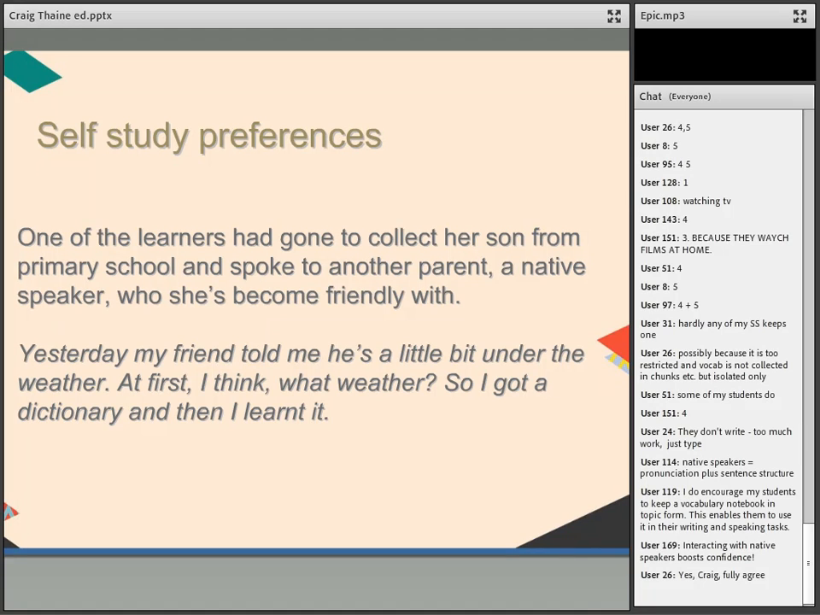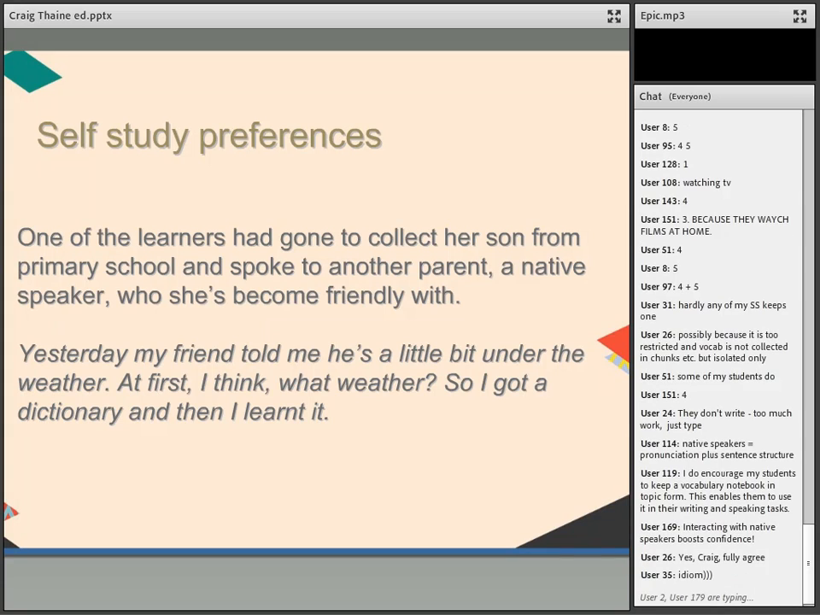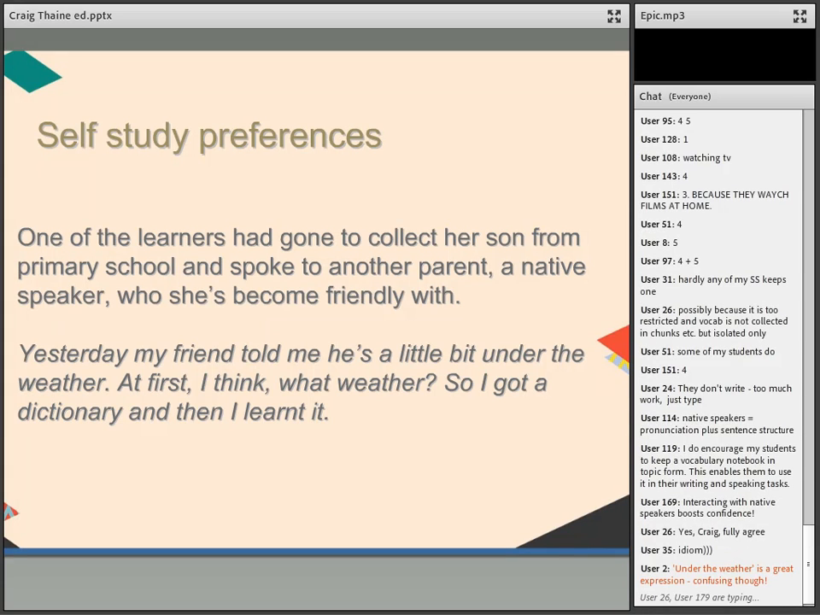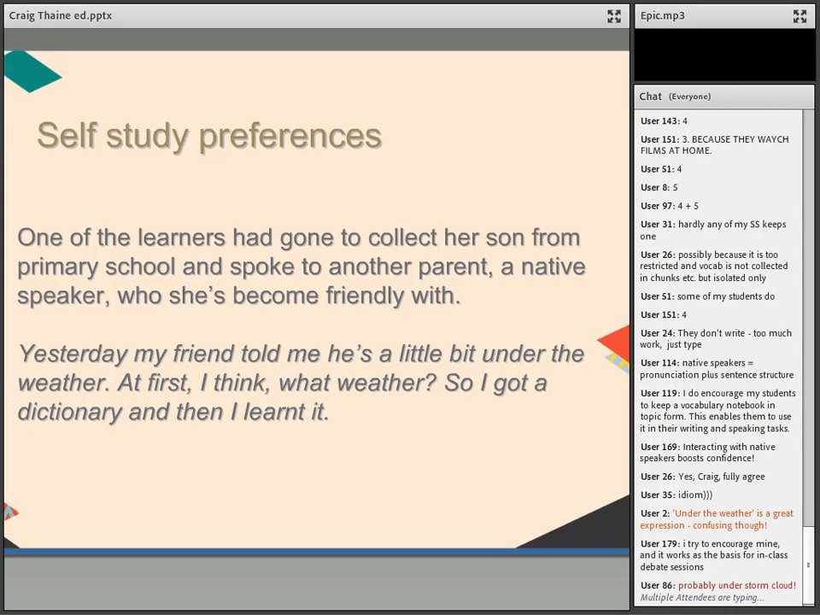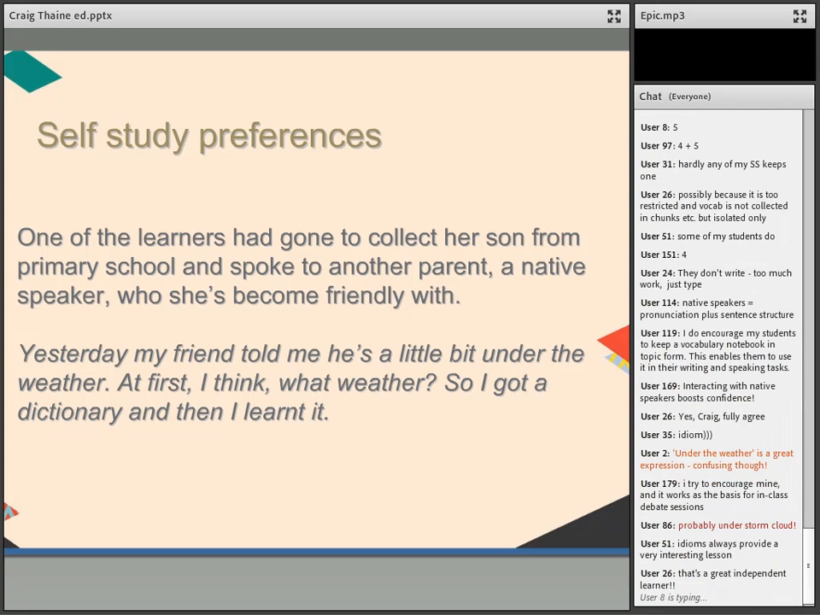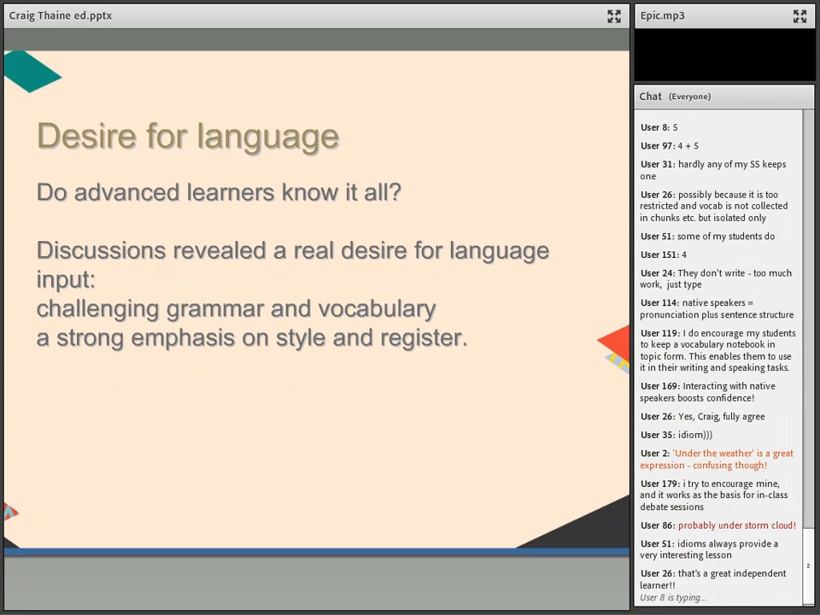So this is a lovely example of her hearing the idiom under the weather, being confused by it, checking it in the dictionary and actually learning it. And we talked about the fact that she was probably always going to remember this particular idiom because of the way in which she had learned it. So this is a very nice example of an advanced level learner listening to a fluent speaker of English and actually listening for language and following up.